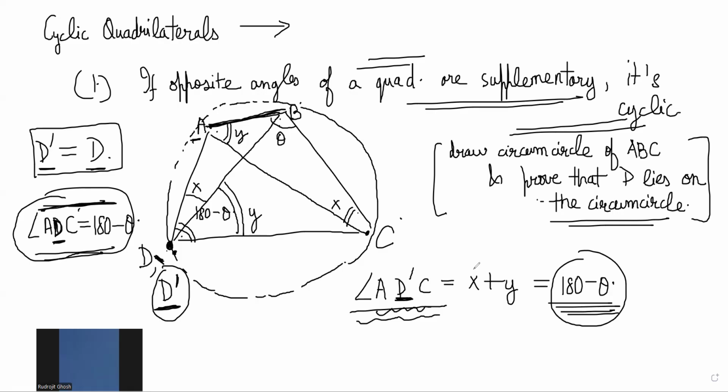Yes, sir. Okay, then sir, if D dash lies on the circle, then D should lie on the circle. Yes, sir. So that is the basic idea of cyclic quadrilateral.